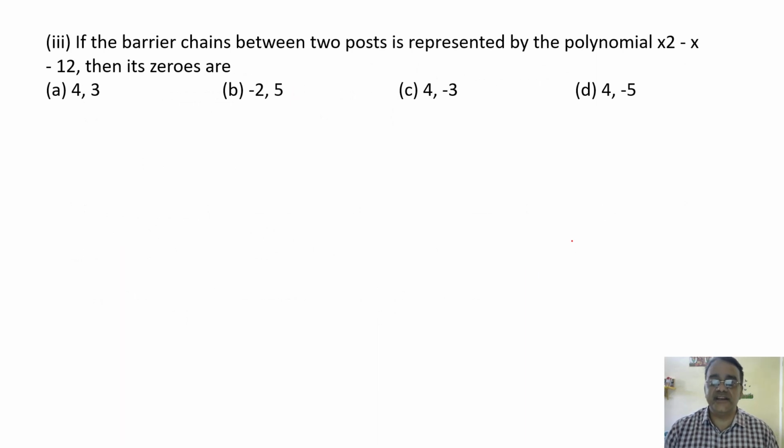If the barrier chains between two posts is represented by the polynomial x square minus x minus 12, then its zeros are.